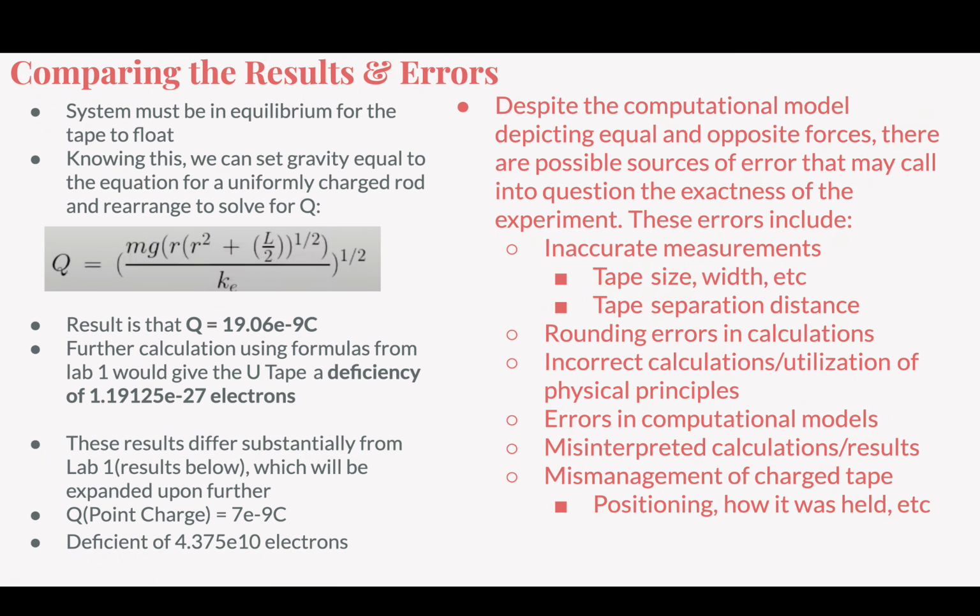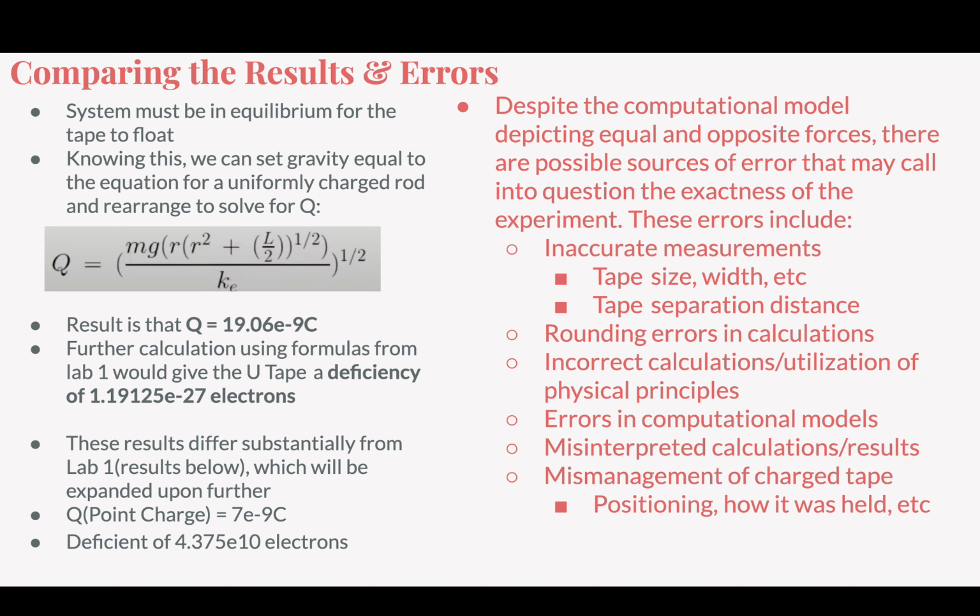Knowing this, we can set gravity equal to the equation for a uniformly charged rod and rearrange to solve for Q. This results in Q being 19.06 times 10 to the negative 9 coulomb. Further calculation using formulas from Lab 1 would give the U-tape a deficiency of 1.19 times 10 to the negative 27 electrons. These results differ pretty substantially from Lab 1, which can be expanded upon further in the conclusion.